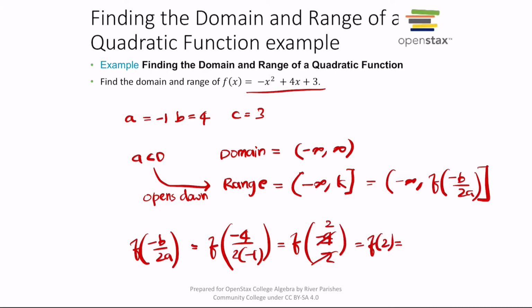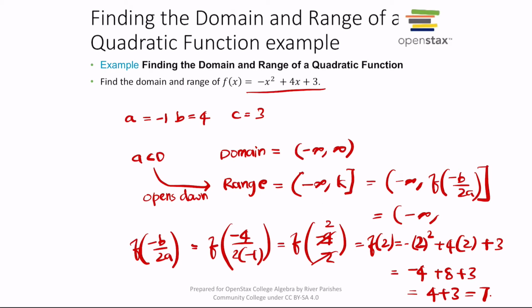So substitute 2 into the formula, you get negative 2 square plus 4 times 2 plus 3. So negative 4 plus 8 plus 3, which becomes 4 plus 3, which is 7. So from this we can write that this value becomes negative infinity comma 7 closed interval.